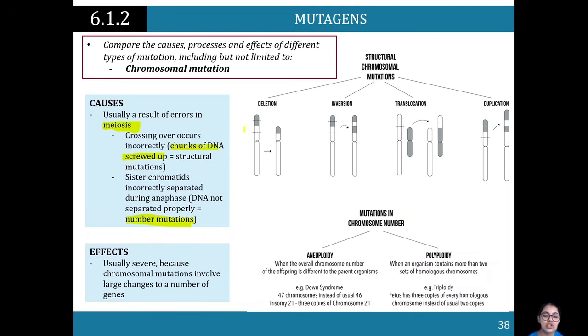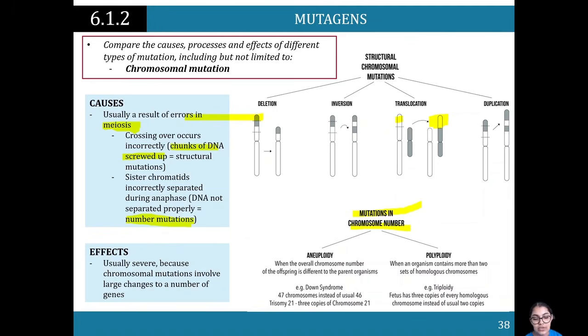So these are the structural mutations that can occur. When the chromosomes go to cross over, for example, it could mean that there's a deletion of a chunk of the chromosome. Inversion, they can invert over here, as you can see. Translocation, a part of the chromosome here can translocate to the other chromosome, and duplication, it can duplicate as well. So that's structural mutations.